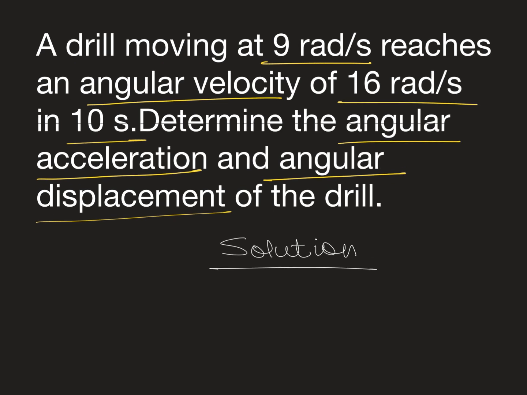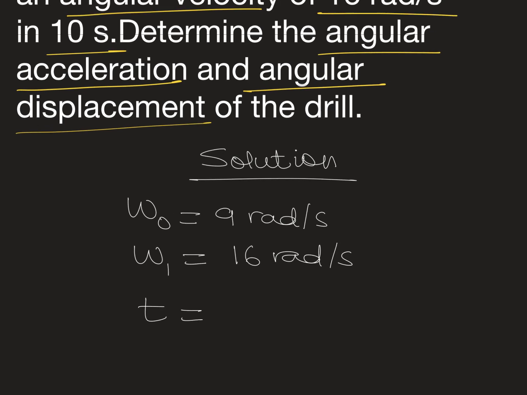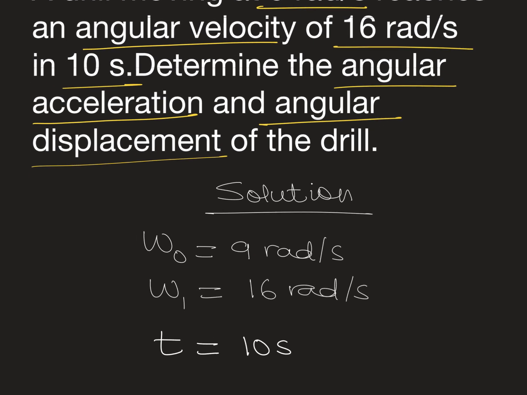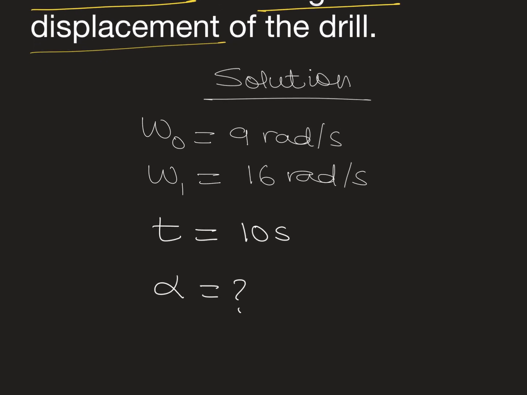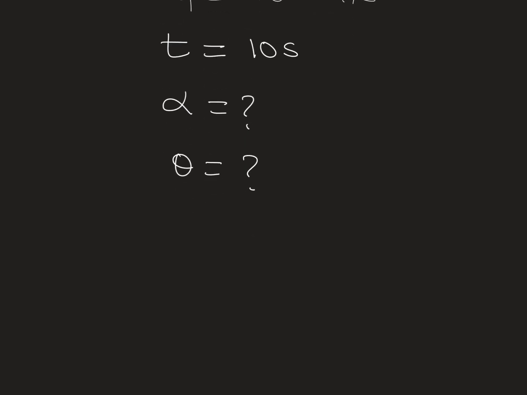We have the initial angular velocity as 9 radians per second. We have the final angular velocity as 16 radians per second. The time is 10 seconds, and we are asked to calculate the angular acceleration and the angular displacement.